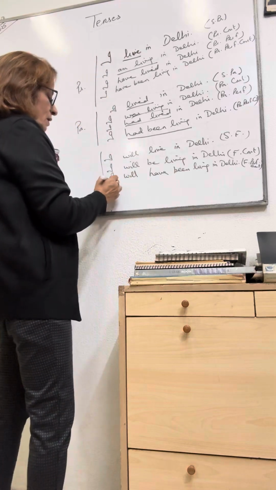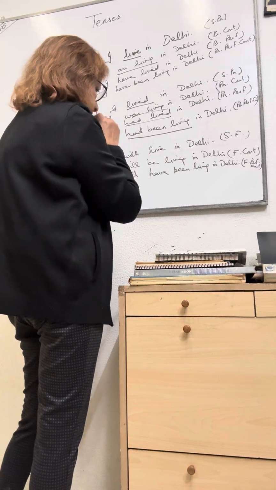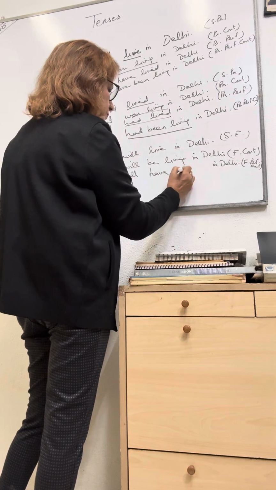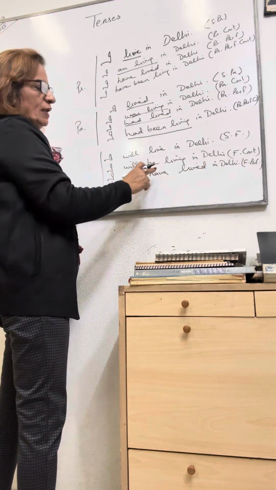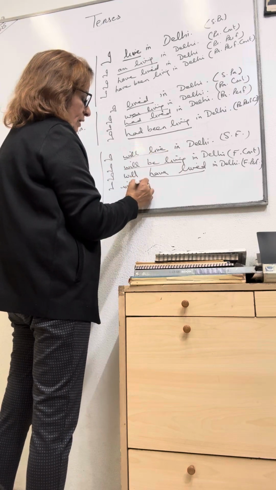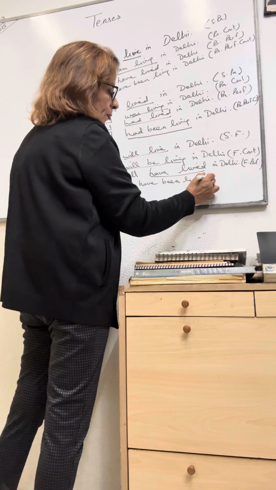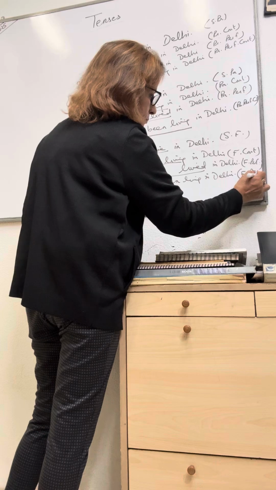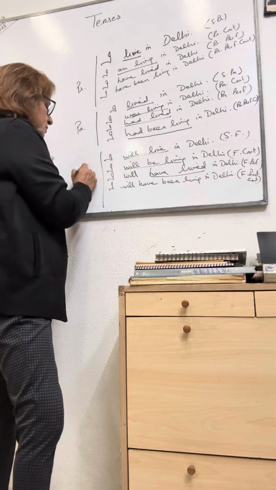And the last is I will have lived. Sorry, future perfect, not continuous. I will have lived in Delhi. And last will be I will have been living in Delhi. This is future perfect continuous. And the same way we use for and since. So this is in the future.